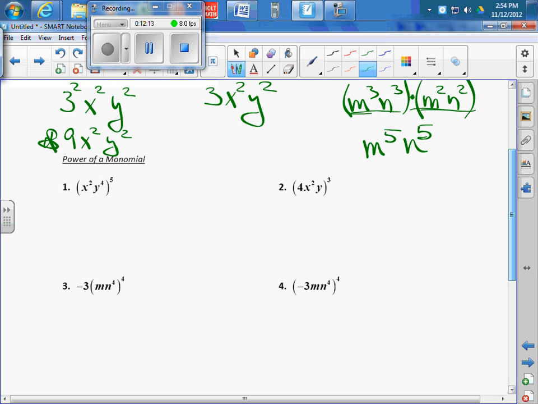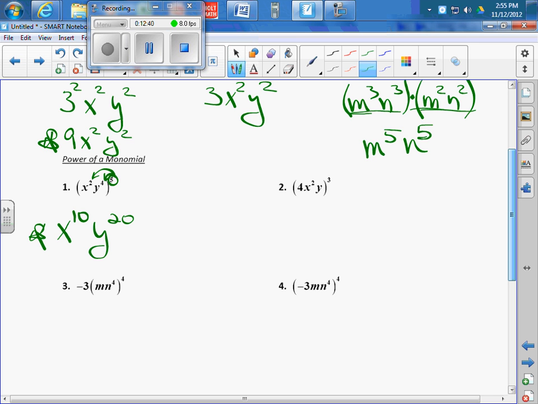Number 1 below, again, you have an exponent outside the parentheses. Simply multiply that exponent times all of the exponents inside the parentheses. So 5 times 2 is 10. That means we'll have x to the 10th power. 5 times 4 is 20. We'll have y to the 20th power. Final answer.